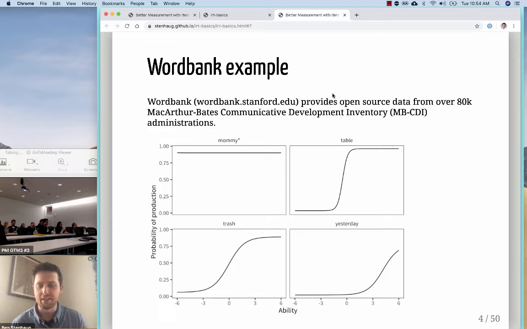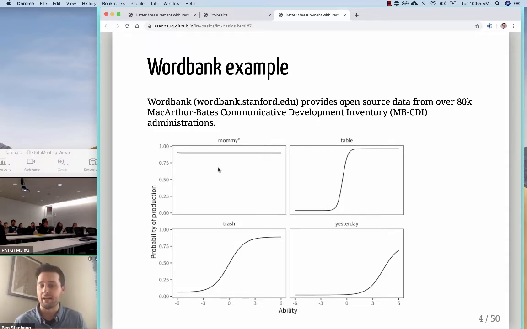What you see here on the x-axis is a child's language ability. And then on the y-axis, you see the probability that they'll recognize that word. And so immediately we can start to see the item variability. If you interpret the word table, well, high ability kids will mostly know the word. Low ability kids will mostly not know the word. That's my educational way of thinking.